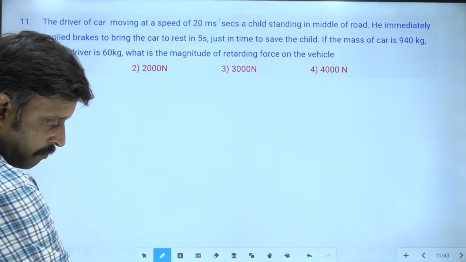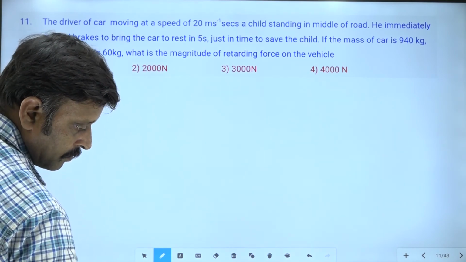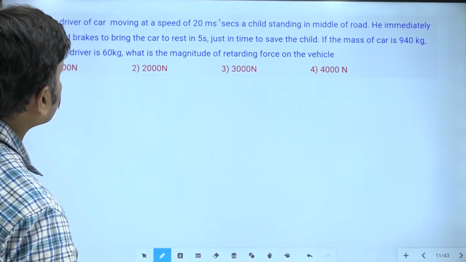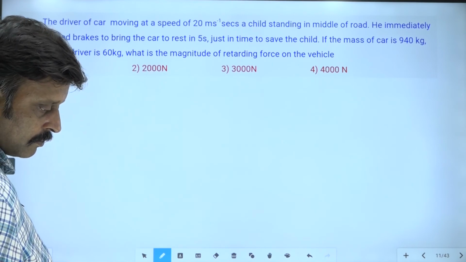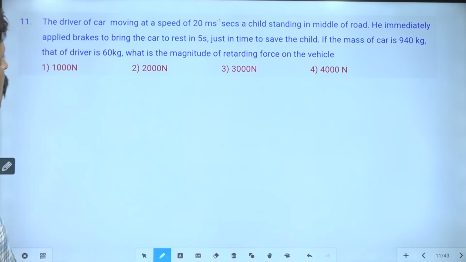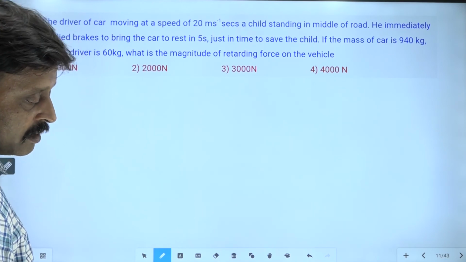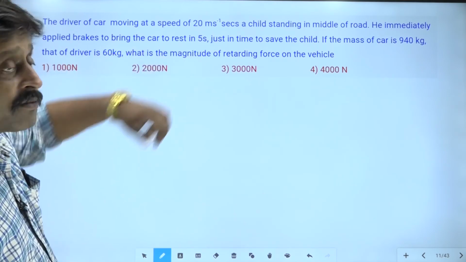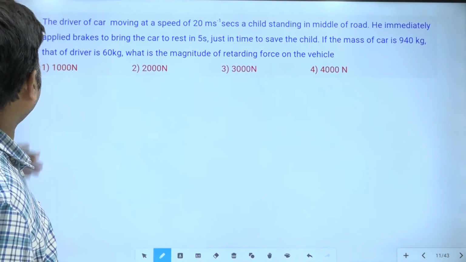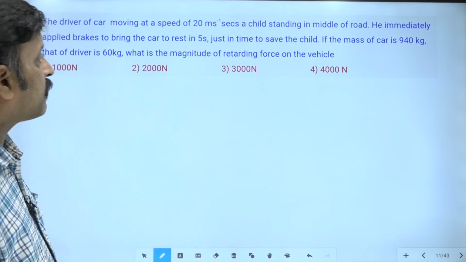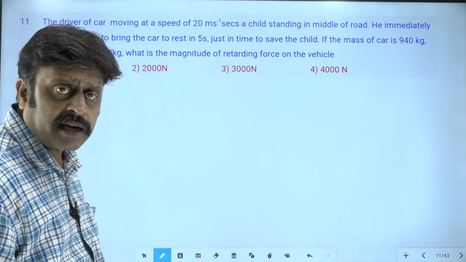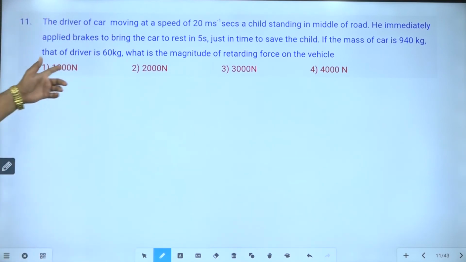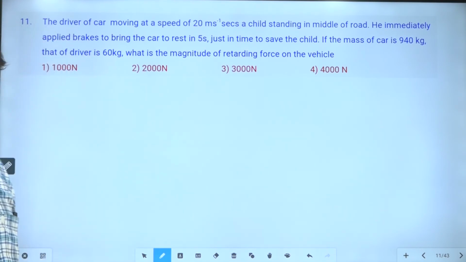Eleventh one. The driver of a car moving at a speed of 20 meters per second sees a child standing in the middle of the road. He immediately applies brakes to bring the car to rest in just 5 seconds to save the child. If the mass of the car is 940 kg, with the mass of the driver as 60 kg, what is the magnitude of the retarding force of the vehicle?